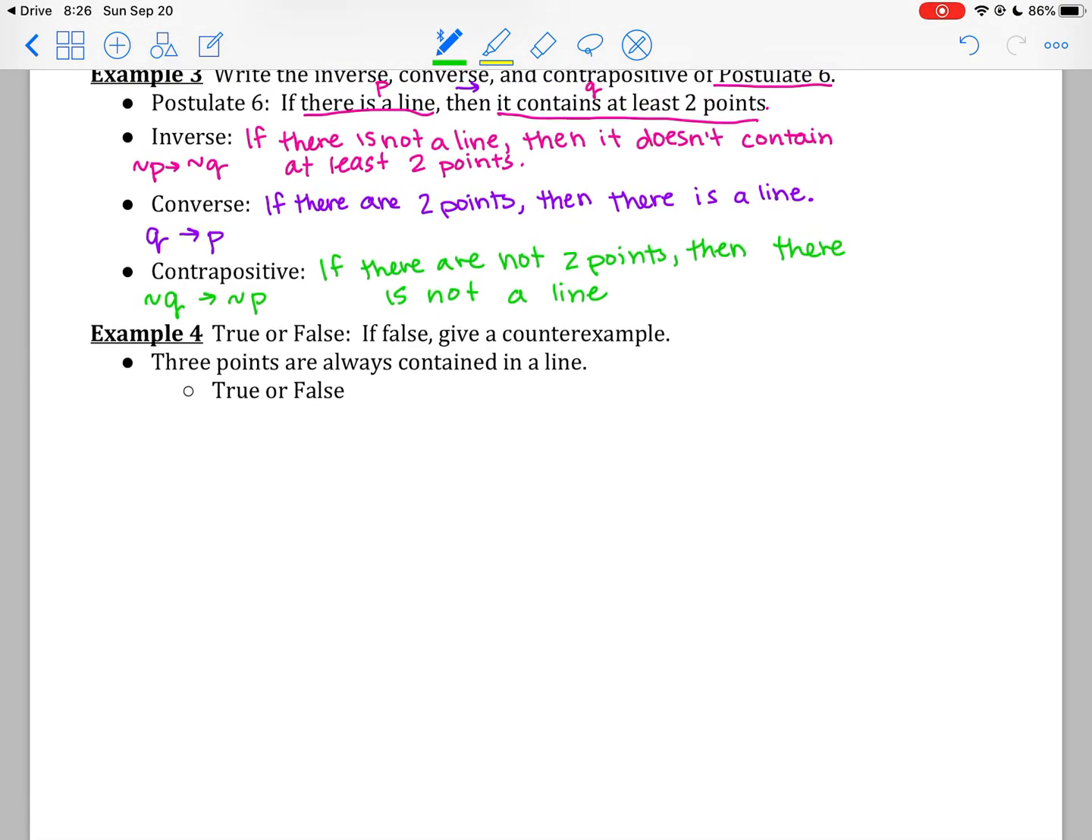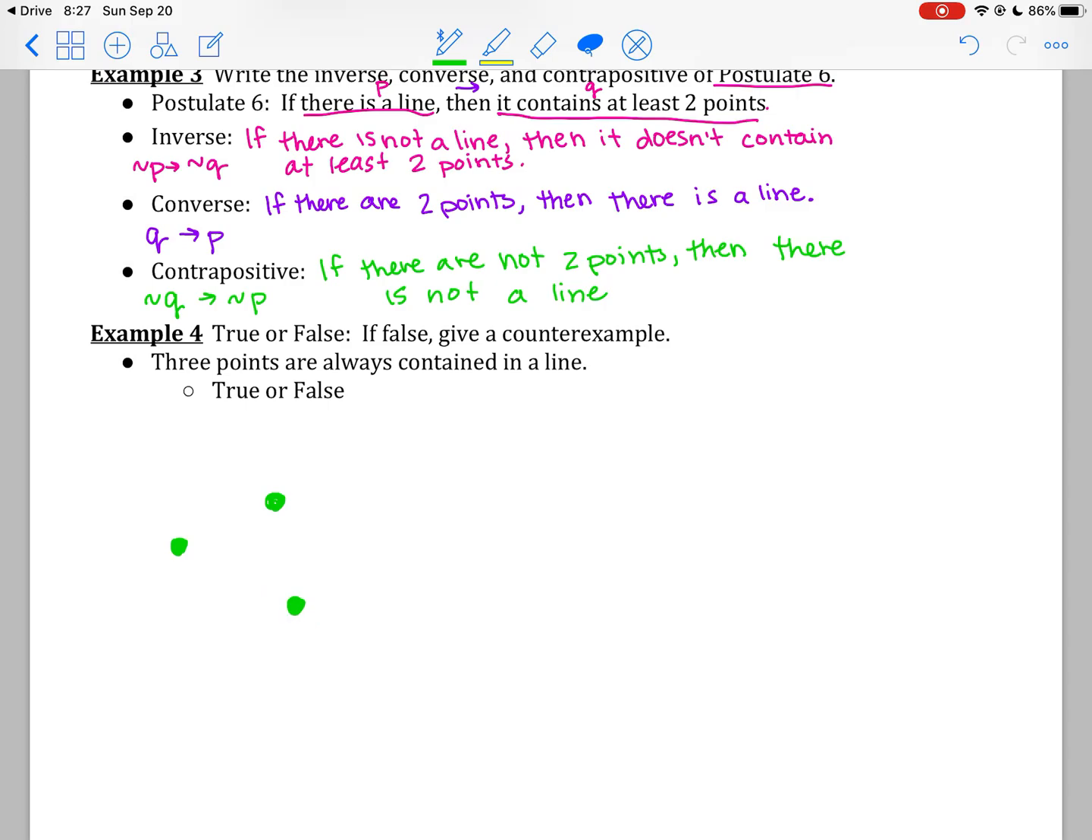All right, the last thing here says true or false. If false, give a counterexample. So here it says 3 points are always contained in a line. So if we think through all of the possible configurations of 3 points and we determine that they will always be in a line, then this is true. So I want to start by looking at these 3 points. So if I draw them in a line, then they're definitely in a line. But it says 3 points are always contained in a line. So to make a counterexample, I just have to come up with one example where they're not.